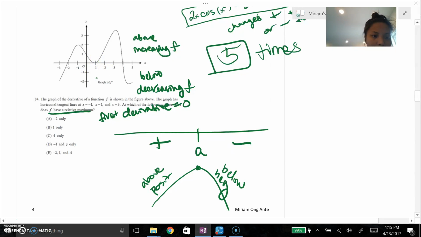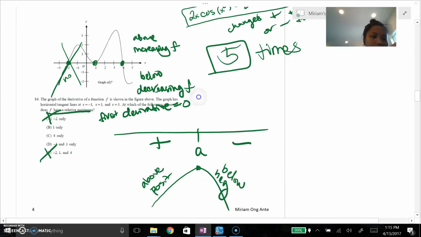What we need to find is first it has to come from above, then it has to go below. Well, let's check. This is a 0, this is a 0, this is a 0. Before -2, am I above? No, it's below, so that's not an answer. Cross off the answers that have -2.